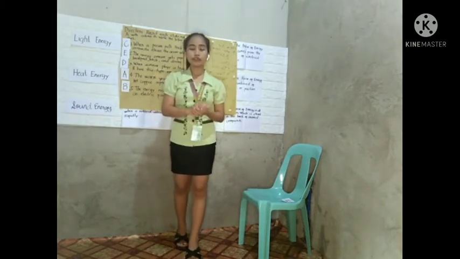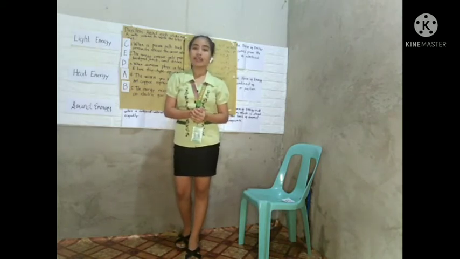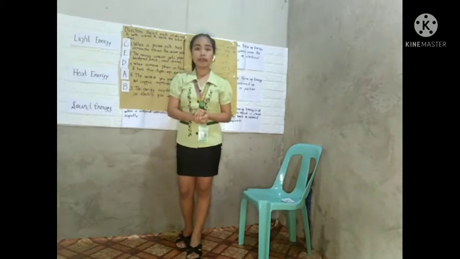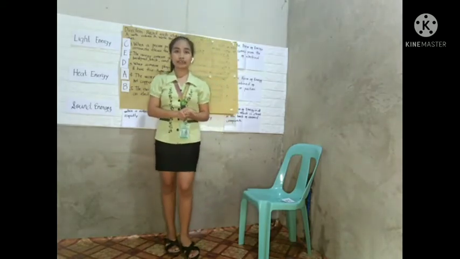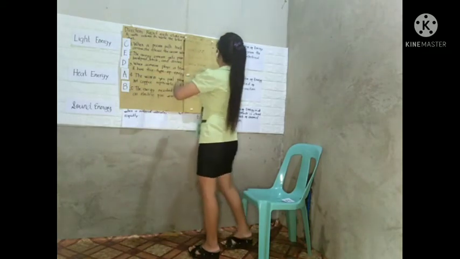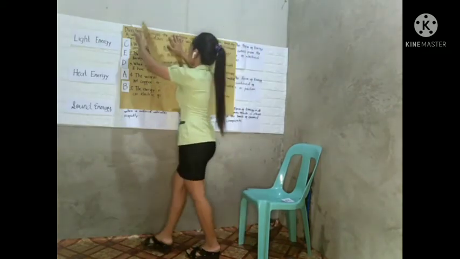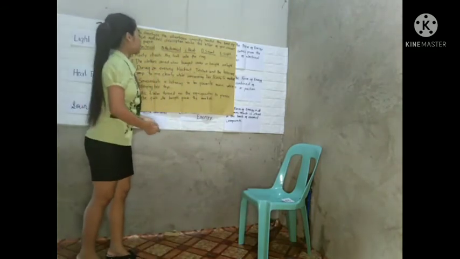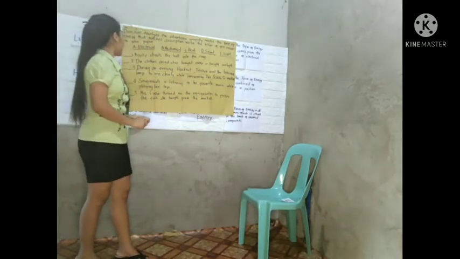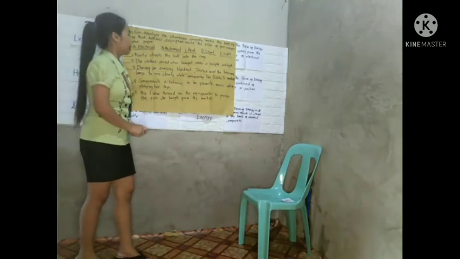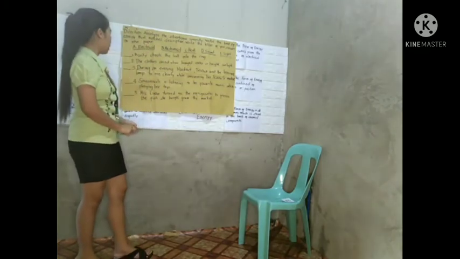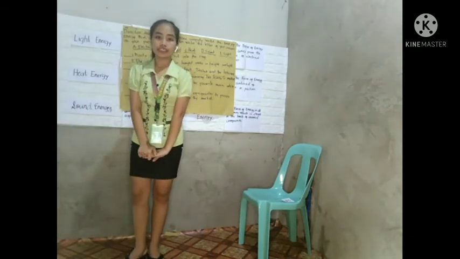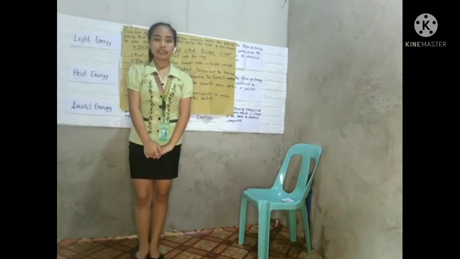Now that you have already learned, I have given you another activity task. Just prepare your paper and pencil and answer the activity again. Direction. Analyze the situation carefully. Write the kind of energy and match the description. Write the letter of your answer on your paper. You have 2 minutes to answer this activity. Timer start now.